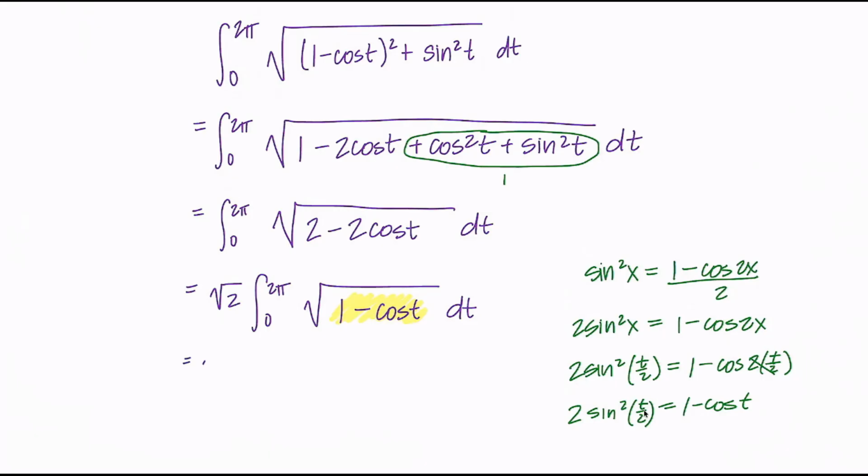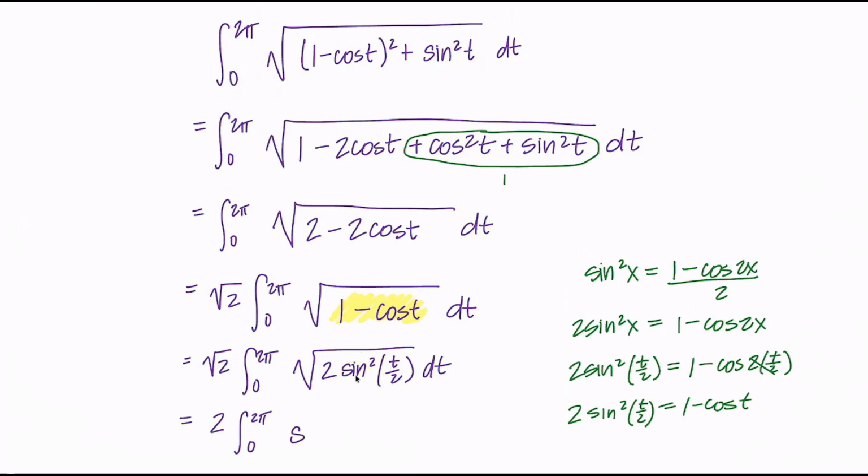So we have the square root of 2, the integral from 0 to 2 pi, the square root of 2 sine squared of t over 2 dt. All right, well, the square root of 2 times sine squared of t over 2 means I could take the square root of 2 out and multiply it times this root 2, so I'm just going to get a 2 there. 2, the integral from 0 to 2 pi, and then here the square root and the sine squared cancel, and so I really just have sine of t over 2 dt.